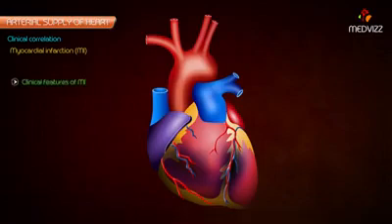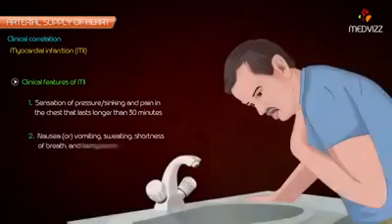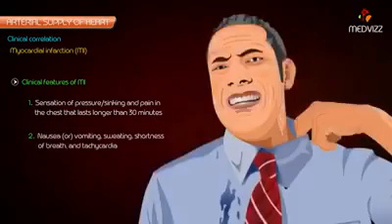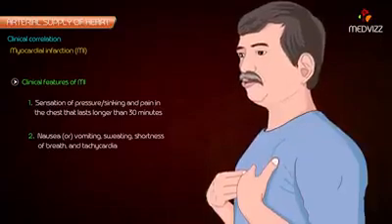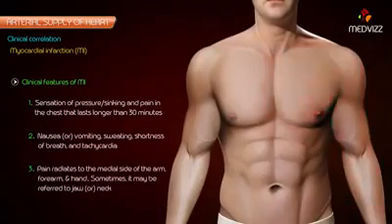The clinical features of myocardial infarction are as follows: a sensation of pressure or sinking and pain in the chest that lasts longer than 30 minutes, nausea or vomiting, sweating, shortness of breath, and tachycardia. Pain radiates to the medial side of the arm, forearm, and hand. Sometimes it may be referred to the jaw or neck.